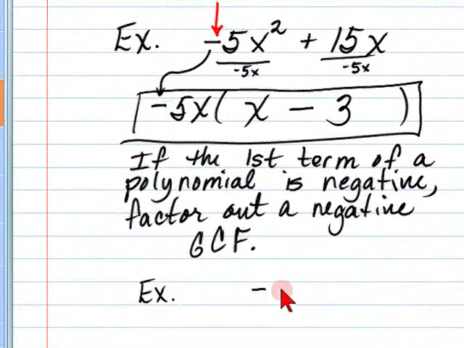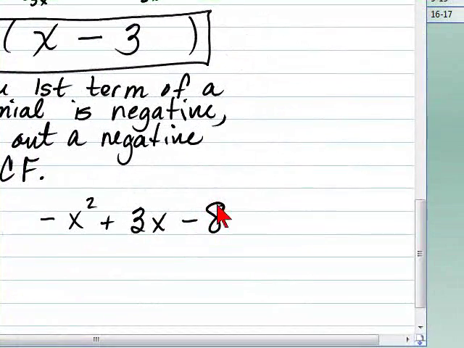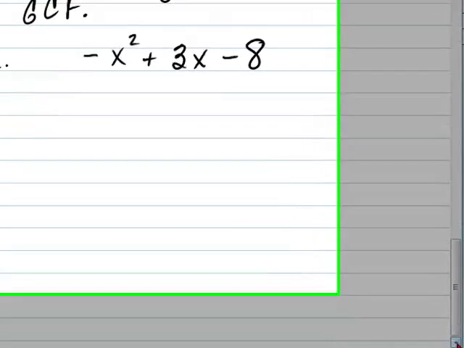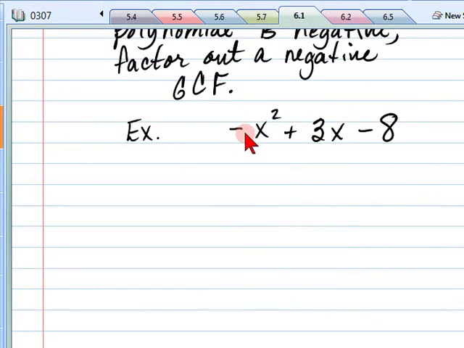What if I have negative x squared plus 3x minus 8? And I say, I'd like you to factor that, and you say, all righty, I'm supposed to go looking for a greatest common factor. Well, this is an implied negative 1. This is a 3. This is a negative 8. And they don't seem to have anything in common. But the rule about if the leading term is negative still holds. So what I'll do in this weird case is factor out simply a negative 1.